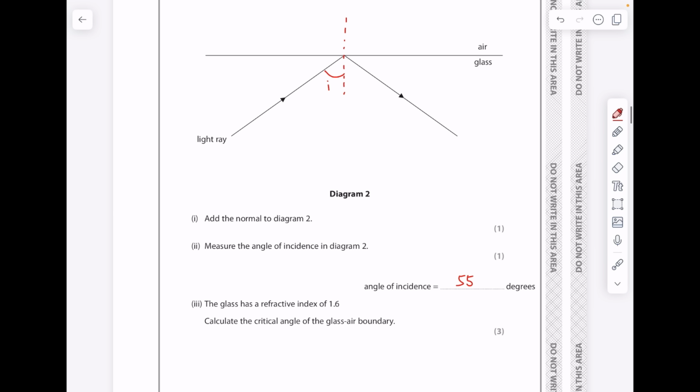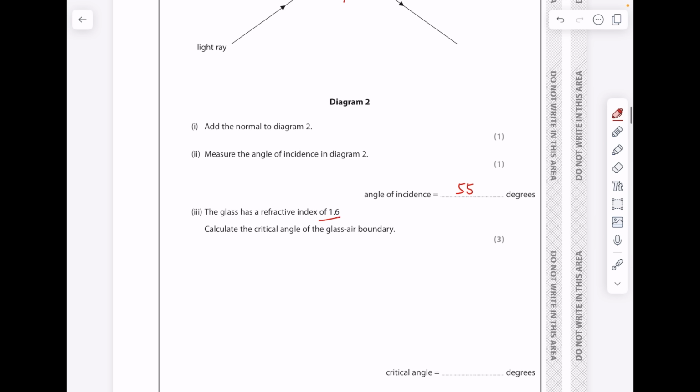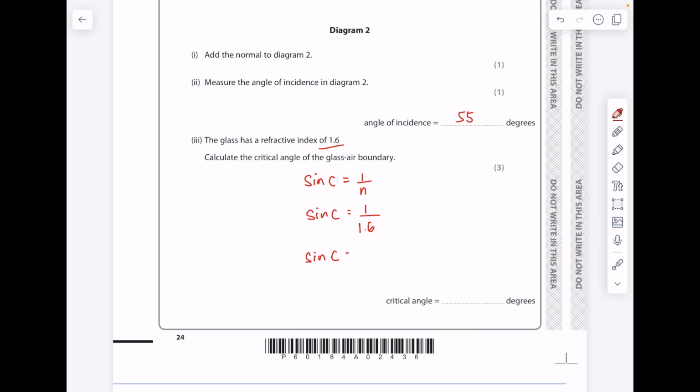The glass has a refractive index of 1.6. Calculate the critical angle of the glass air boundary. So we're using this equation. n is our refractive index, so sub in 1.6. So sine C equals 0.625. And then remember, we need to press shift sine to get inverse sine. And when you put that into your calculator, you'll get a value of 39 degrees.